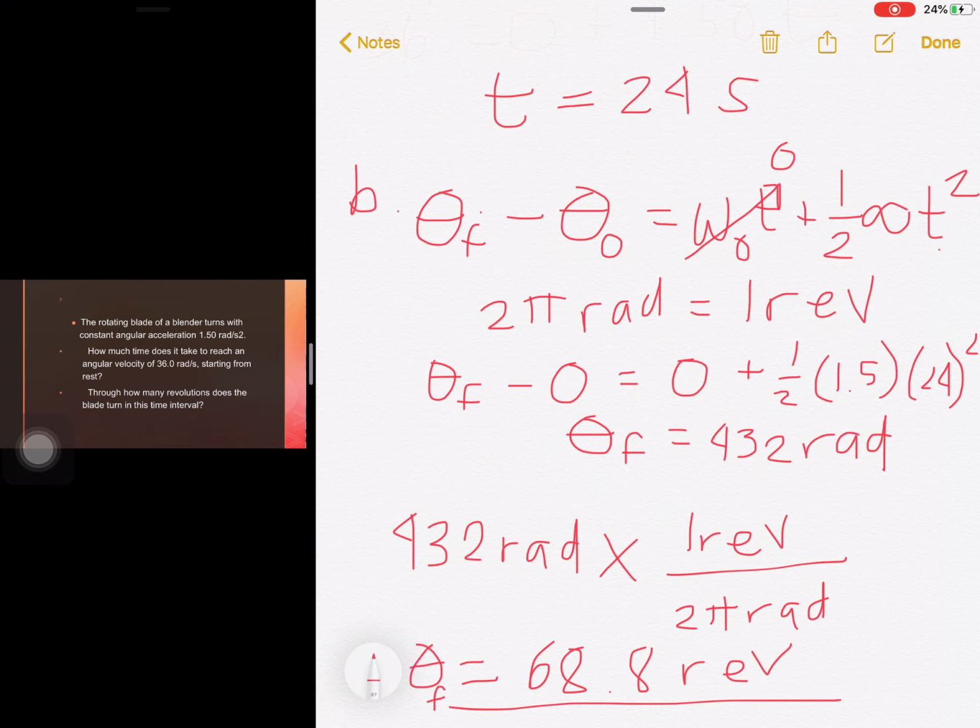Okay, so for the next problem, we will have more examples on this.